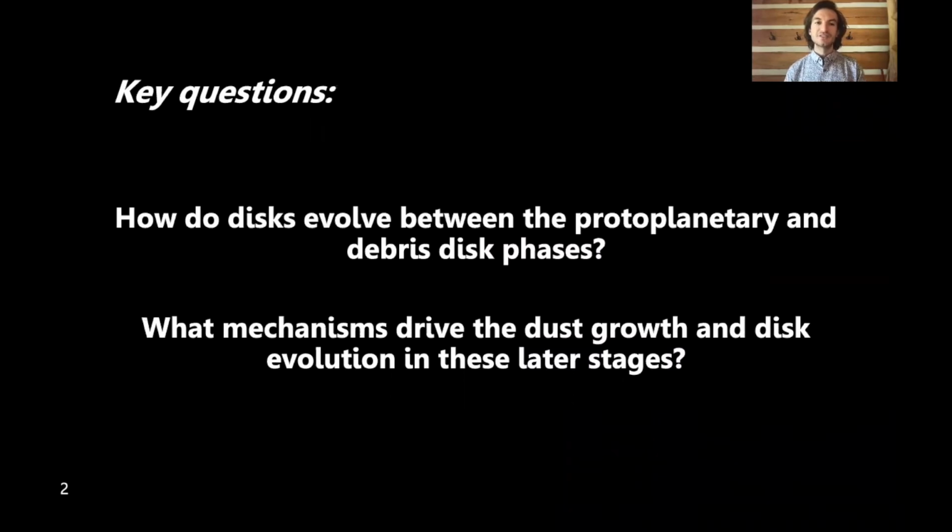So we set out to answer two key questions: how do disks evolve between the protoplanetary and debris disk phases, and what mechanisms drive the dust growth and disk evolution in these later stages?